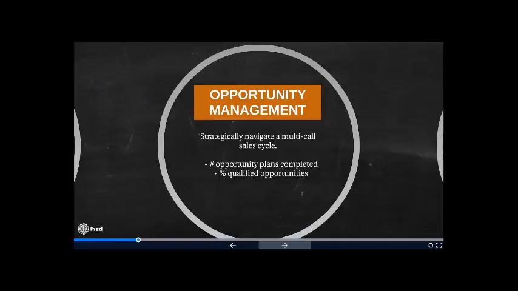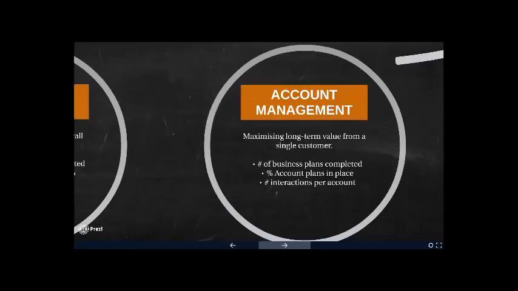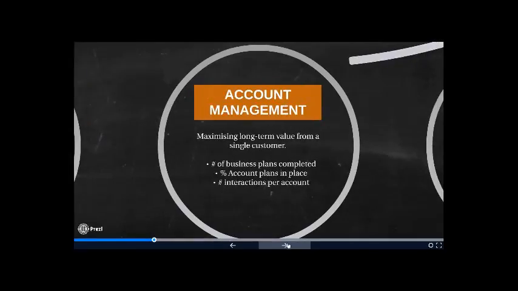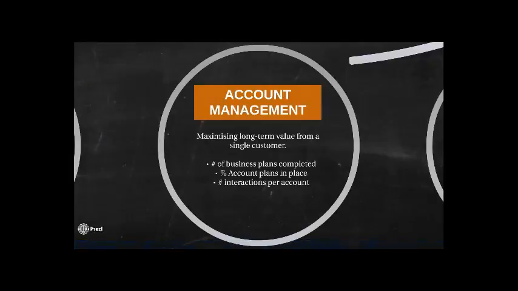The next one was opportunity management. That was described as strategically navigating a multi-call sales cycle. Again, opportunity plans completed and percentage of qualified opportunities were a good way of measuring opportunity management. The next sales activity that could be managed was account management. This was described as maximizing long-term value from a single customer. Some metrics that were used here to measure this type of data would be percentage of account plans in place, number of interactions per account.